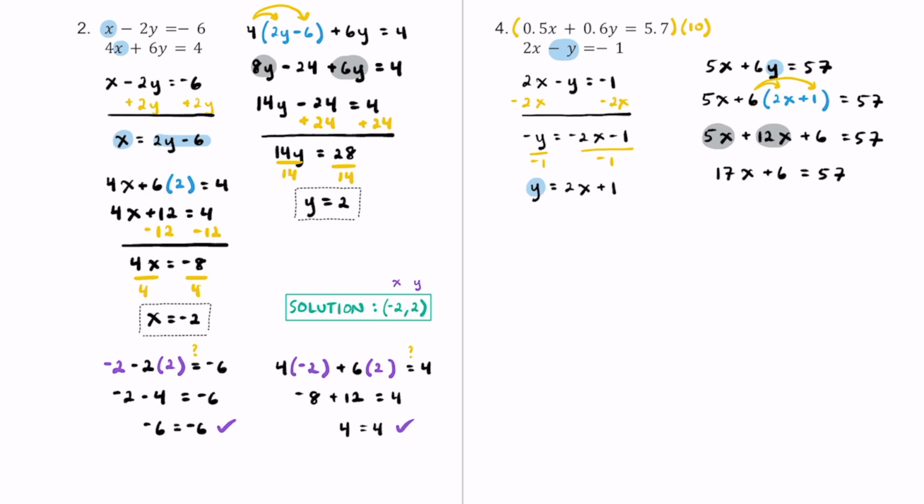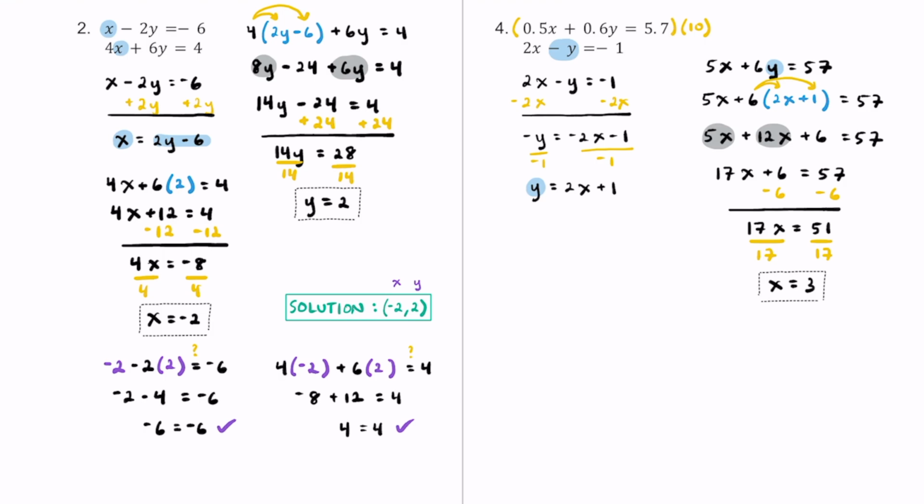Now we just have a two-step equation, so subtracting 6 from both sides here, we can say that 6 minus 6 is 0, so we have 17x is equal to 51, that's 57 minus 6, and then we have to go ahead and divide both sides by 17. If we go ahead and do that, we're going to get 1x, or x is equal to positive 3. So 51 divided by 17 is exactly 3. So we have x is equal to 3.